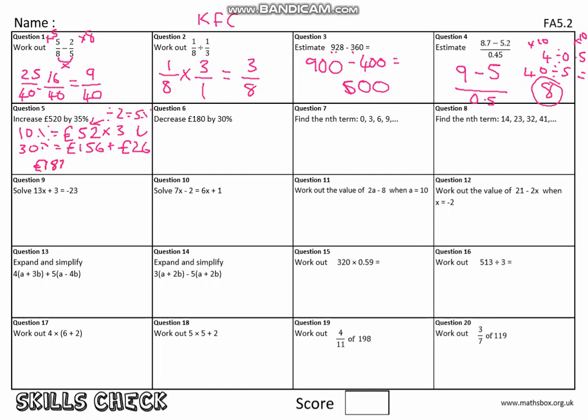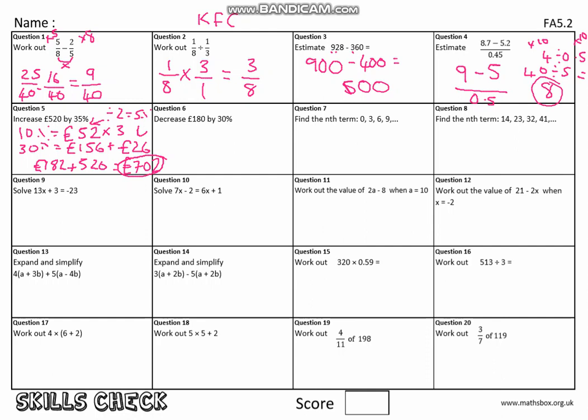So now I know that 35% of £520 is £182, but it told me to increase that £520. So I'm going to have to add on my 520, okay? So if I add 520 to my 35%, I get 702. Okay, so 702 pounds is my final answer for that one.